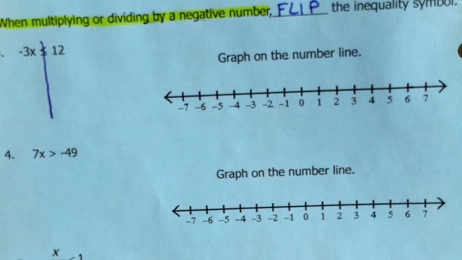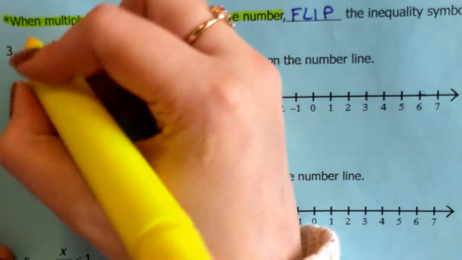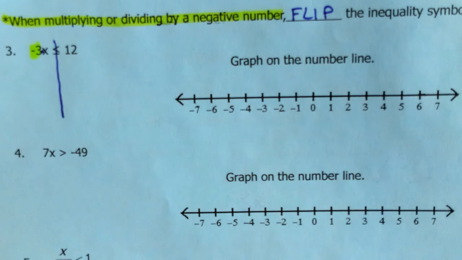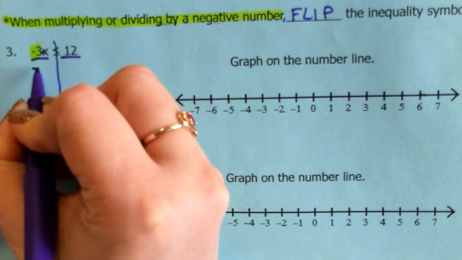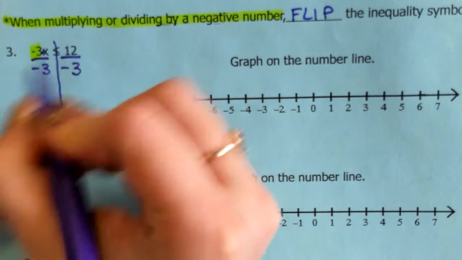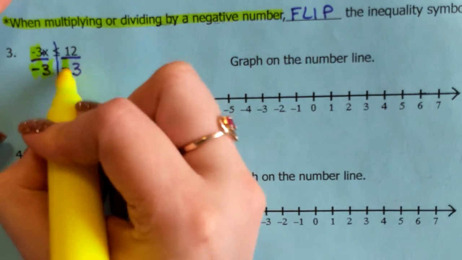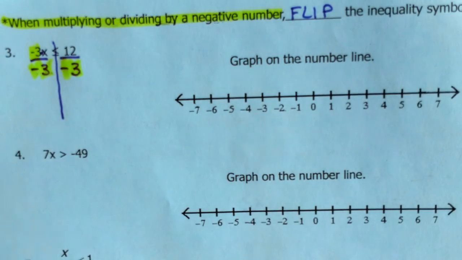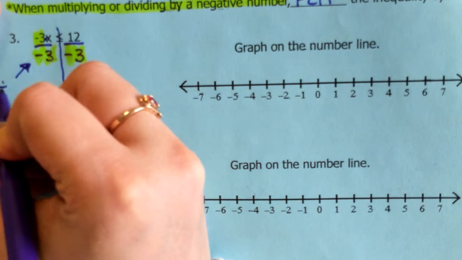Look at this problem. This is negative 3 times x. They are next to each other, so my coefficient here is a negative 3. In order to get rid of that multiply by negative 3, I'm going to have to divide by negative 3. Here's what I divided by: dividing by negative 3. That's what that means.